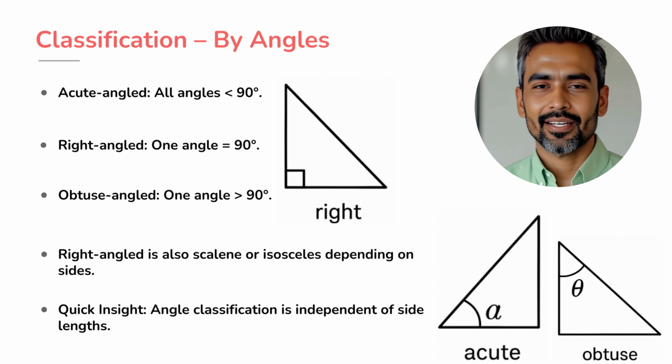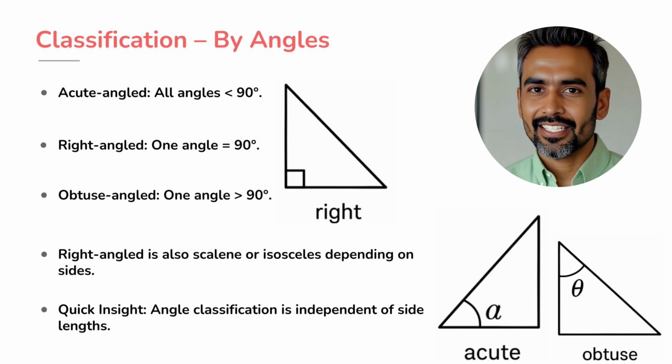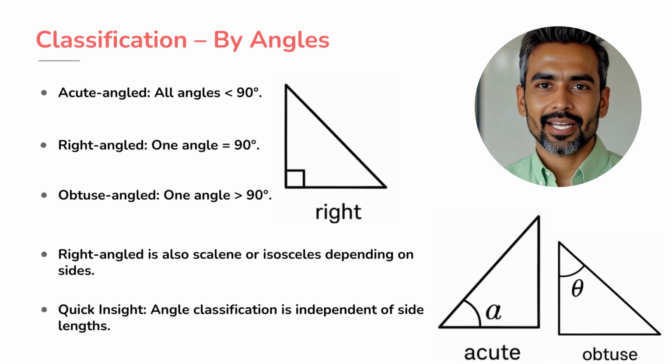Here's a fun twist. A right-angled triangle can be either scalene or isosceles depending on its sides. But it can never be equilateral because an equilateral triangle has all angles 60 degrees.